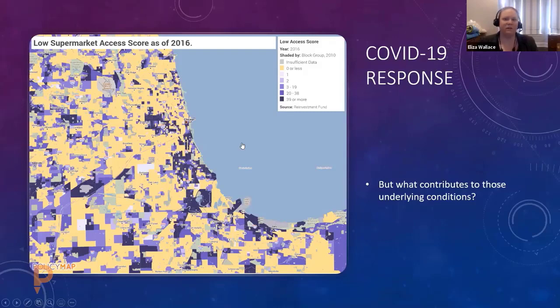I think there's a lot of attention on this at the moment. A lot of it is focusing on those underlying health conditions without really going that further step and exploring some of those inequities that are leading to those underlying health conditions, which are really just being exacerbated and highlighted by this new virus.